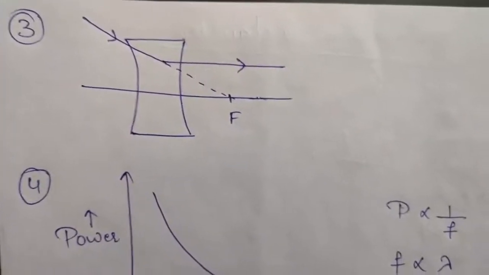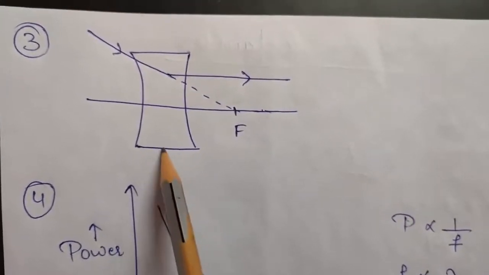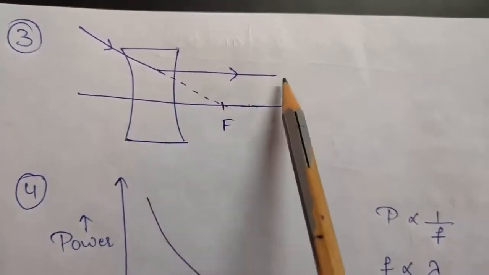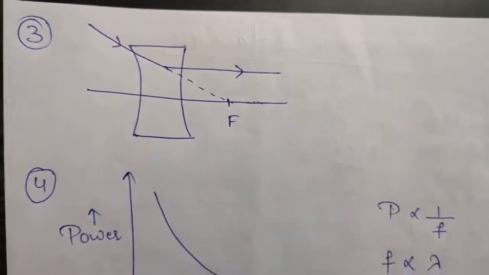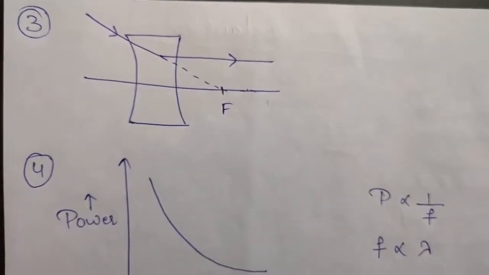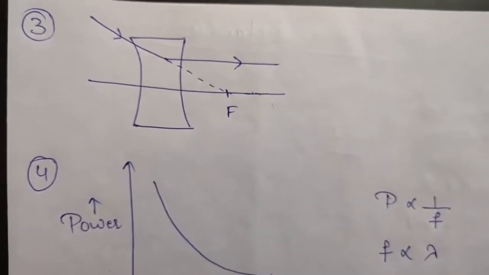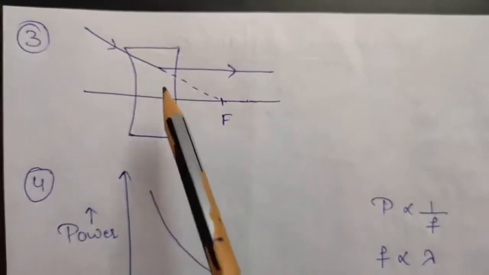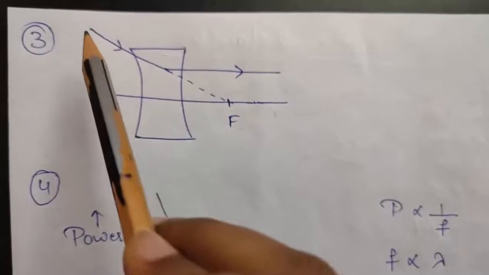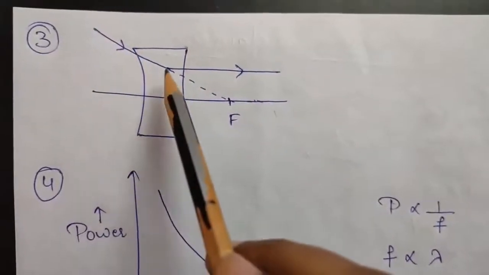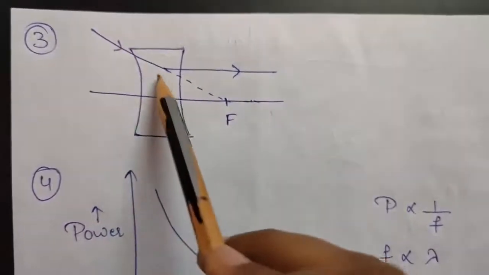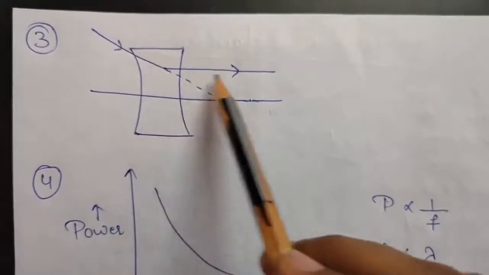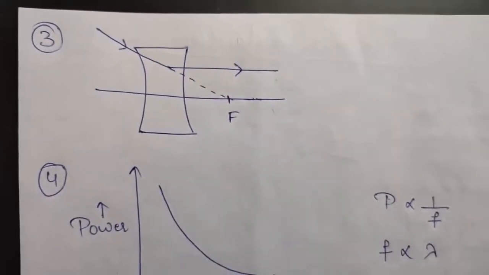In question number 3, it is given that after passing through a concave lens, the refracted ray becomes parallel to the principal axis. So you have to tell through a ray diagram when it can happen. As you know, this can only happen when the ray appears to come through focus. So that means this ray appears to come through focus, only then it will become parallel to principal axis.